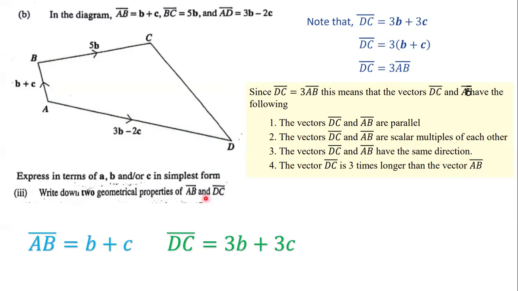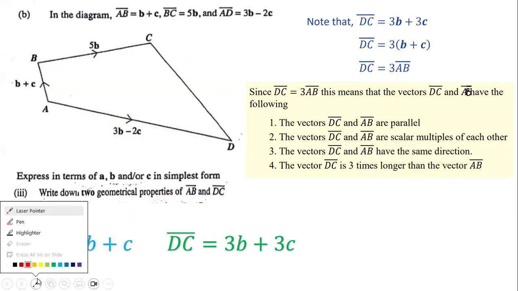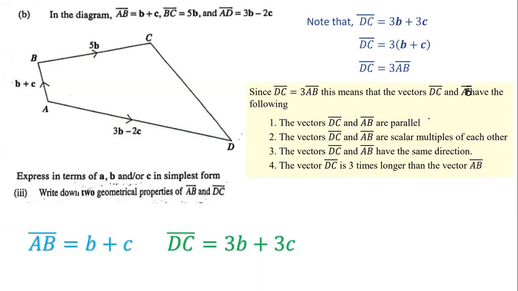And so they only ask us for 2 geometrical properties, right? So I would use that they are parallel, and I would use that DC is 3 times longer than vector AB. And that's the answer to this question.